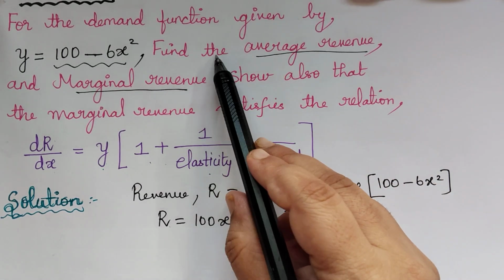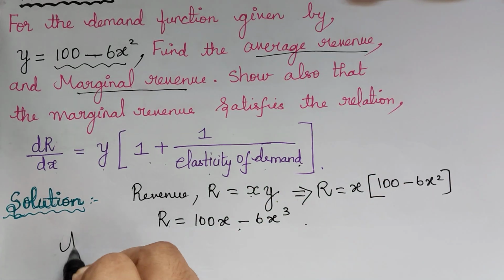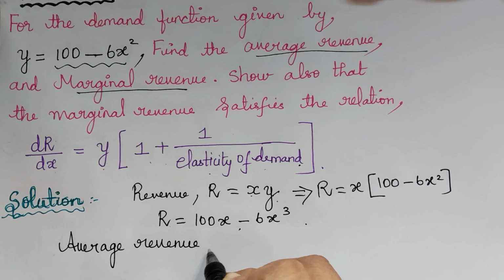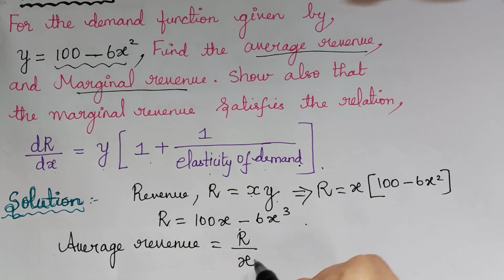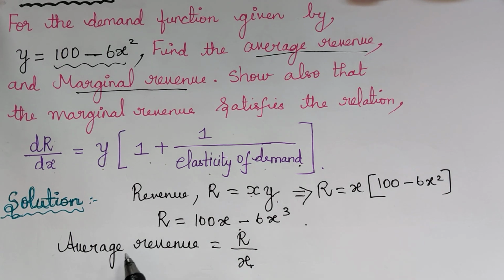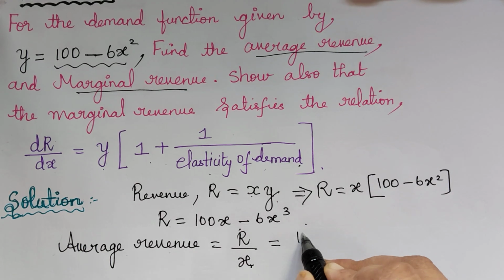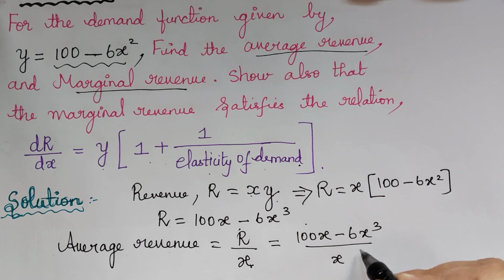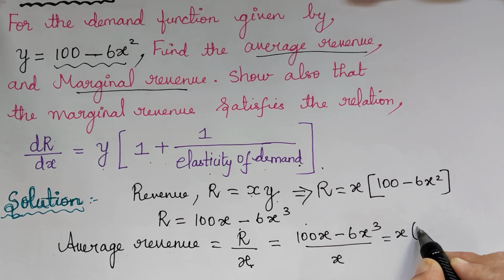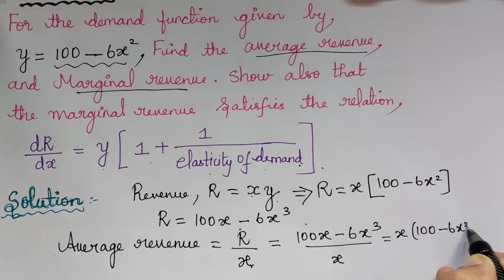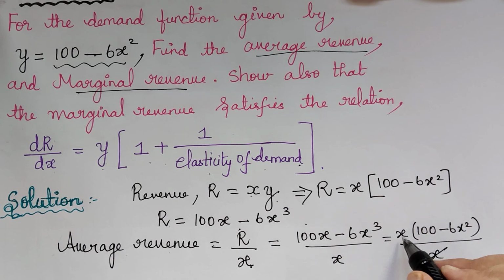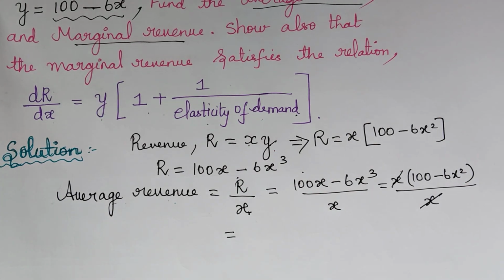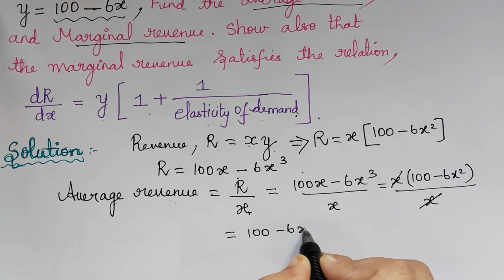The next question is to find the average revenue. We know that the average revenue is equal to R divided by x. That is, if the revenue function is divided by x, we obtain the average revenue, which is equal to 100x minus 6x cube divided by x. Now, in the numerator, x can be taken out, so it becomes 100 minus 6x square divided by x, so that we can cancel these two x, and therefore the average revenue will be equal to 100 minus 6x square.